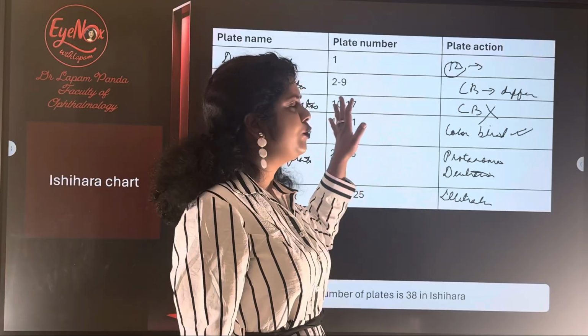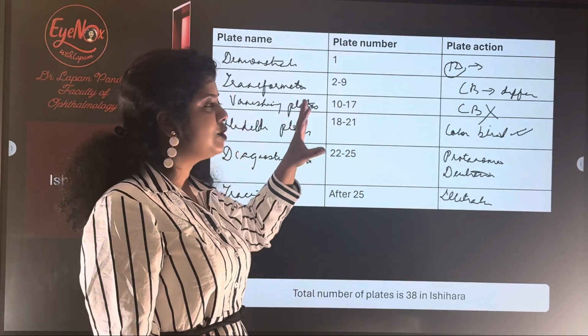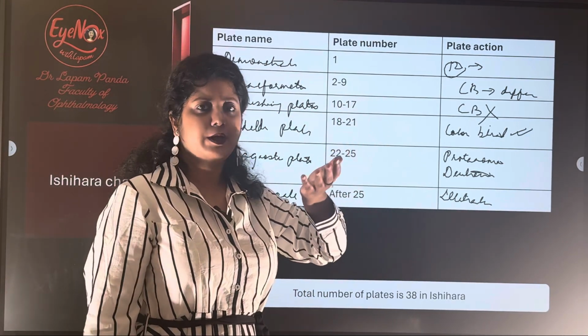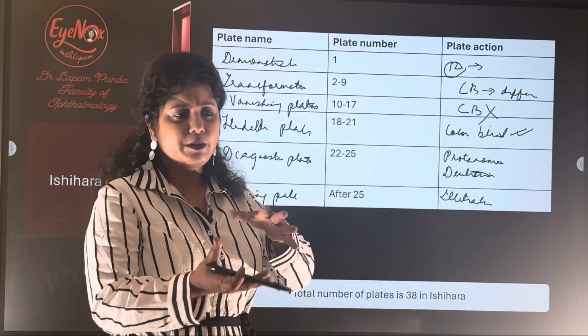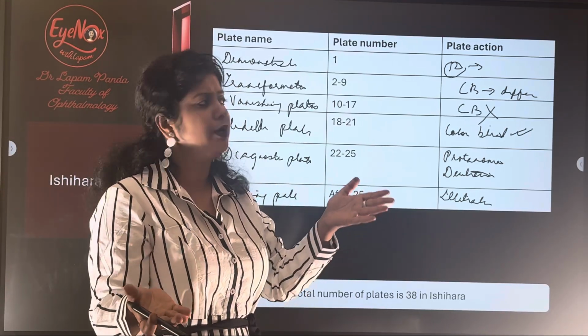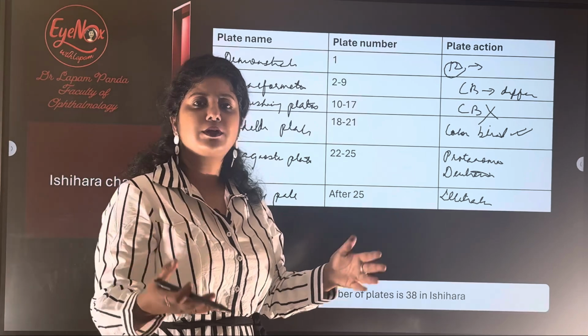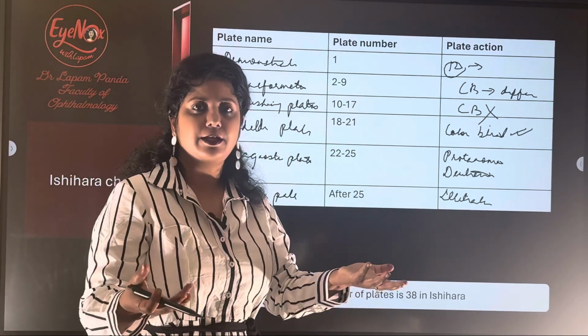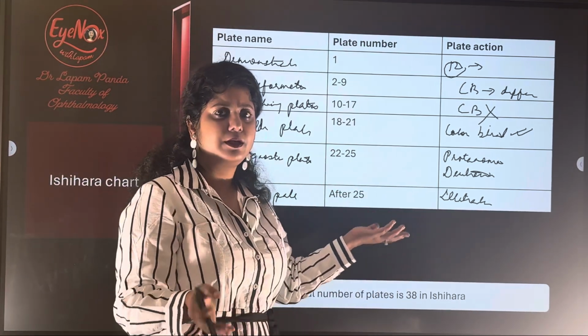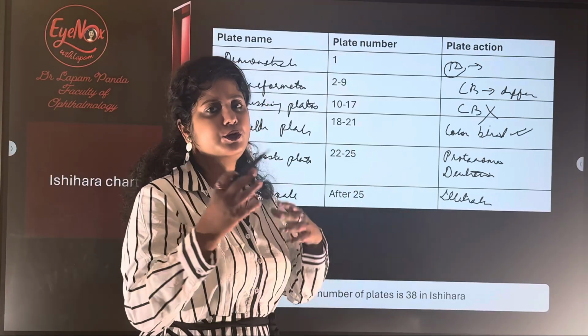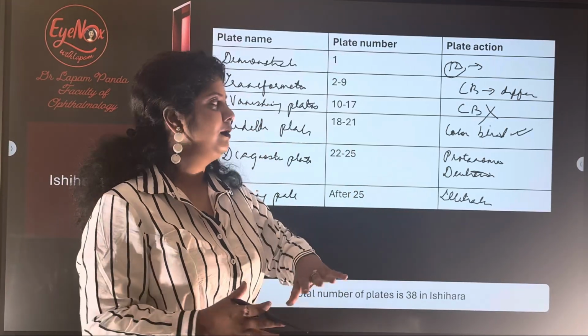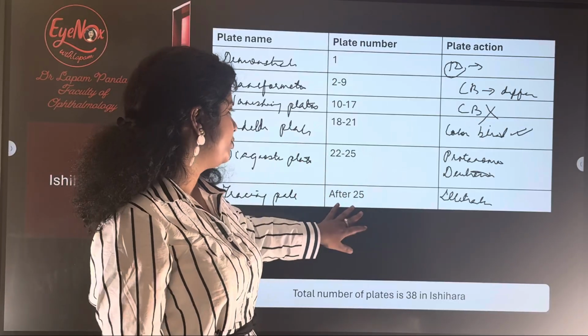And again, as I said, you don't have to remember this. You can fix a chart in your OPD so that whenever you are testing, you can go through it, or maybe at the last page of Ishihara, you can fix this chart so that whenever you're doing the test, you can go through the interpretation and give it. But in theory exams, you can write. But as I said, it's good to use the knowledge in a wise way. So why mug up unnecessary things, right?